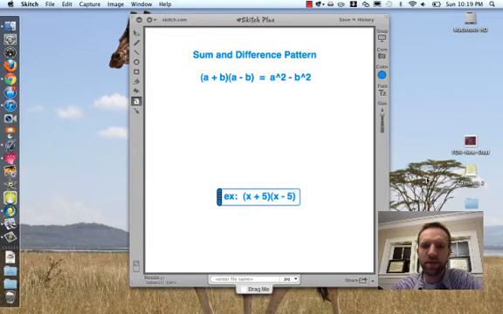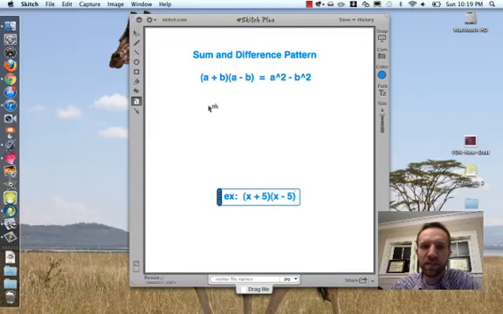Well, welcome back. It's time to learn a new pattern of multiplying polynomials. Today we're going to take a look at how to multiply two binomials that fit a specific kind of pattern. And that pattern for this example is a sum and difference pattern. A sum and difference pattern.